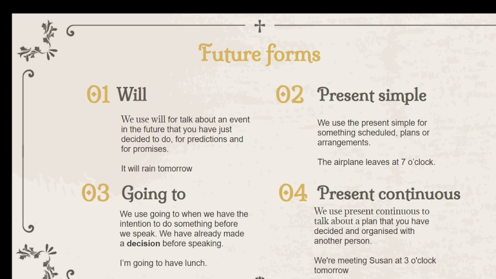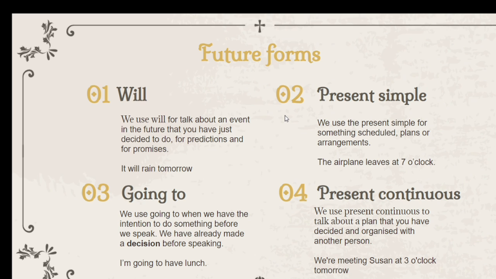Present simple. We use the present simple for the future for something scheduled, plans, or arrangements. The airplane leaves at 7 o'clock. Going to. We use going to when we have the intention to do something before we speak. We have already made a decision before speaking. Example, I'm going to have lunch.